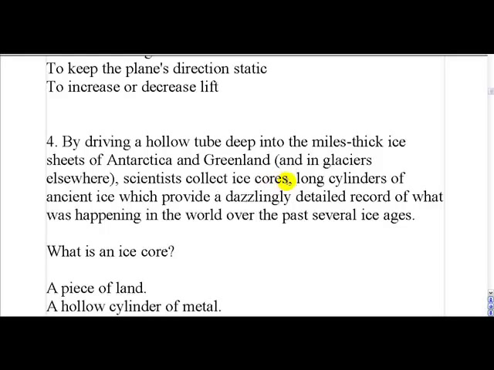Now, see the comma there? Commas are pretty important. They can help you understand things. It helps you understand that this idea is somehow defining ice cores. So ice cores are long cylinders of ancient ice. That's what they are. So what is an ice core?